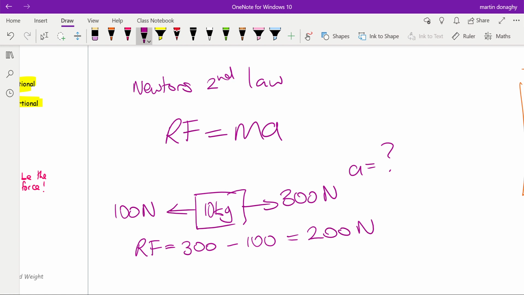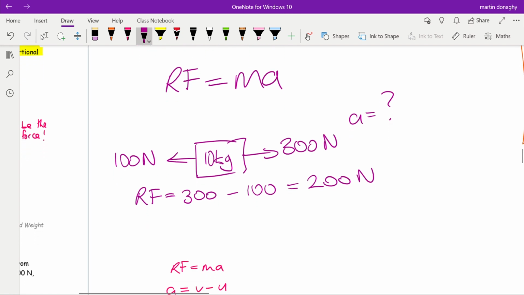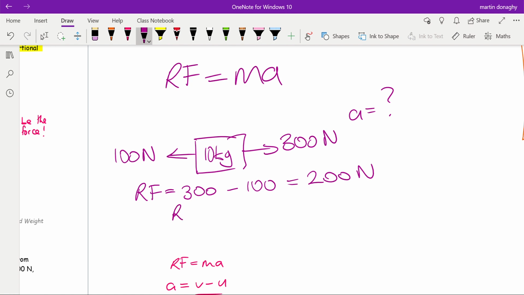Okay, so I can't put in the 300 into the equation or the 100 into the equation. I can then do RF equals ma. So my 200 is equal to 10 times a, divide by 10, and it gives me that the acceleration will be 20, and acceleration is measured in meters per second squared.